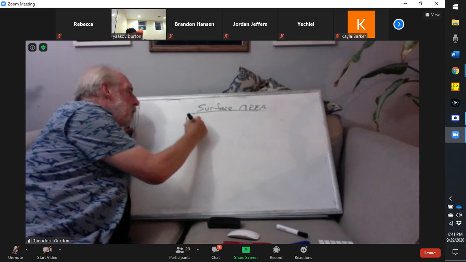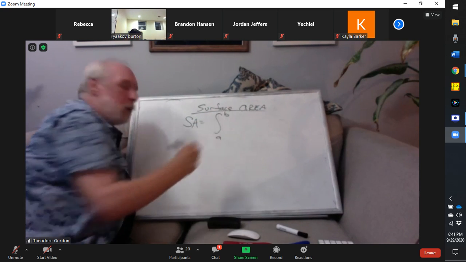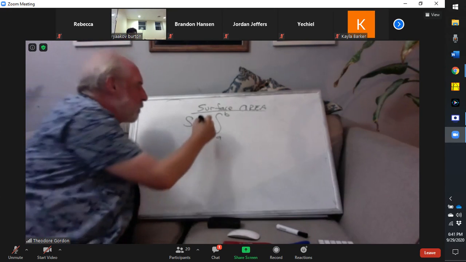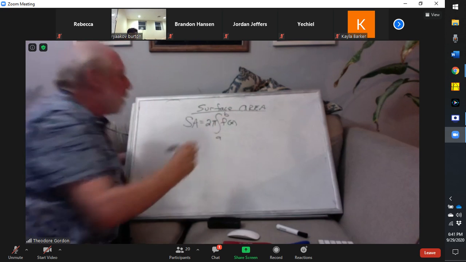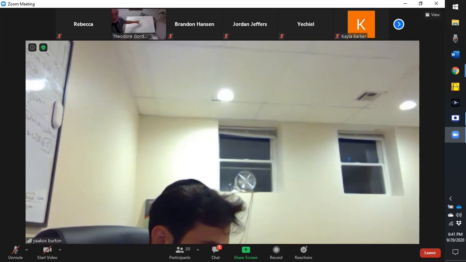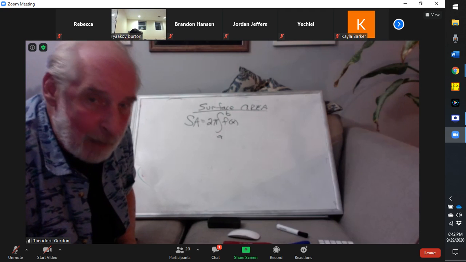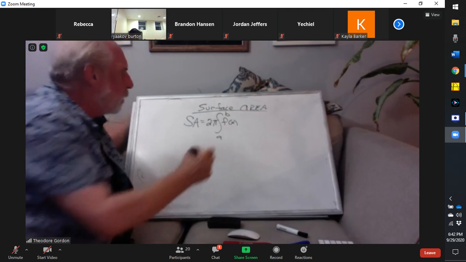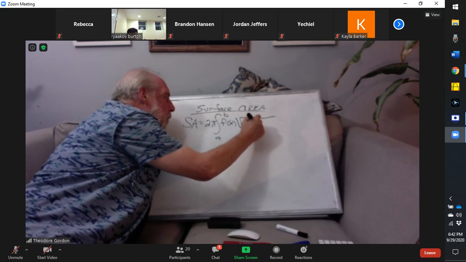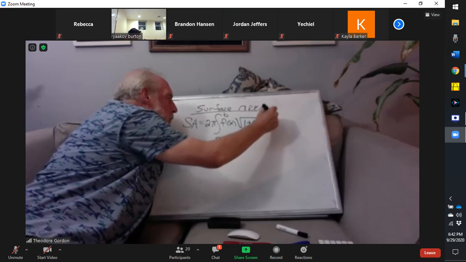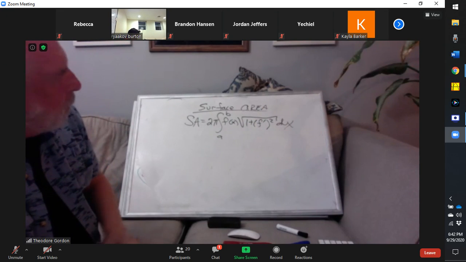So the surface area formula is, we're going to go from A to B. 2 pi is a constant, so that comes out front. Then we have the function. So that's the radius of all the circles. And then we multiply that by how many circles we have, which is the arc length of that function. And that's our formula for surface area.